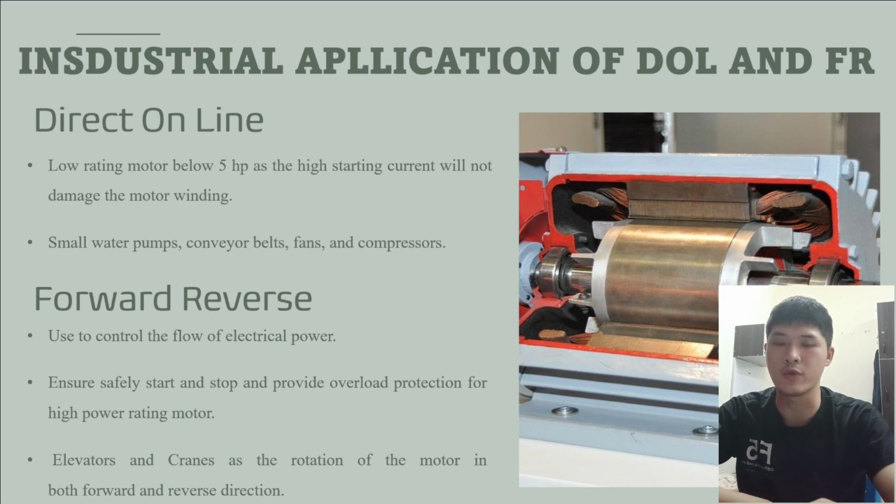While the forward reverse motor starters are used to control the flow of electrical power. They are also used to ensure safe starting and stopping and to provide overload protection for high power rating motors. Examples are elevators and cranes, as rotation of the motor in both forward and reverse directions is needed, so the forward reverse motor starter is applied.